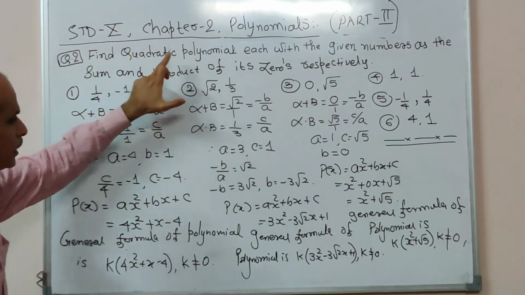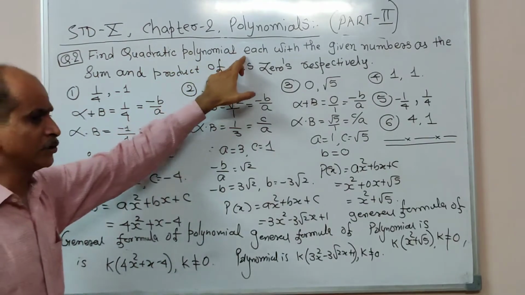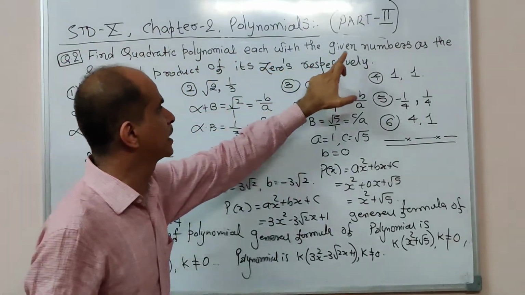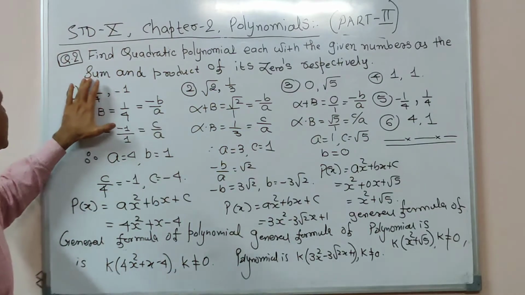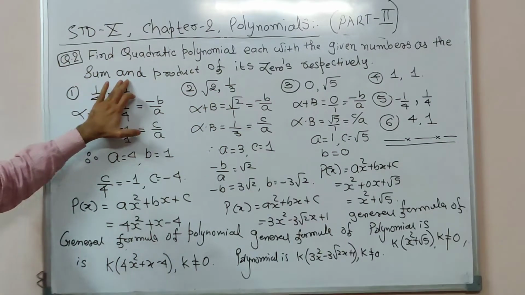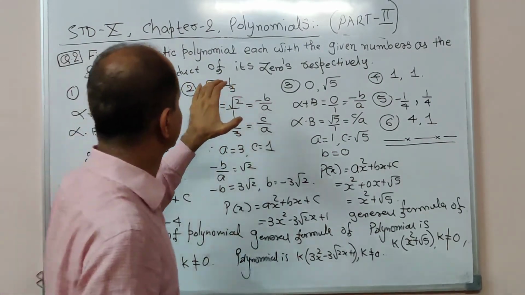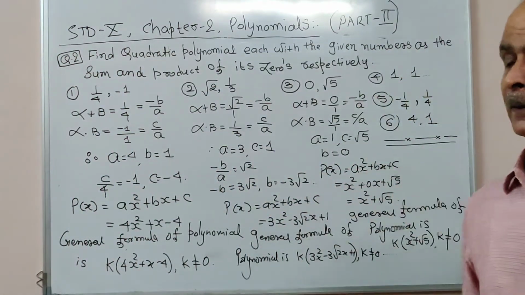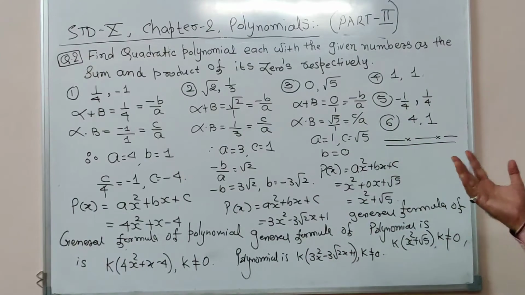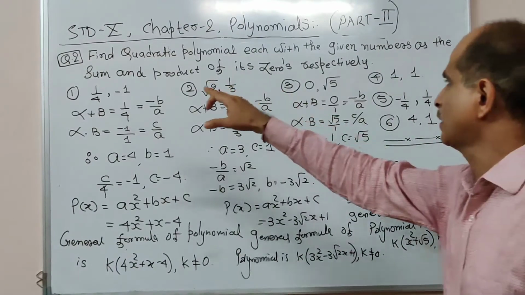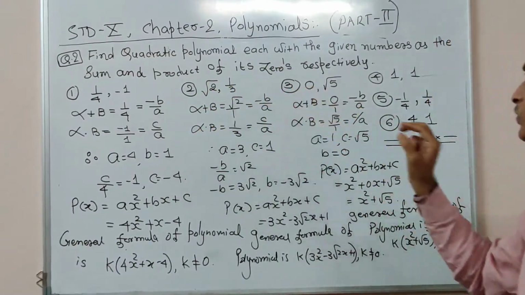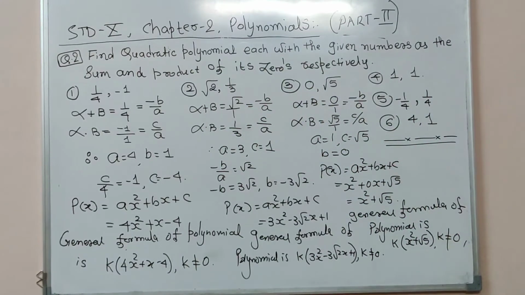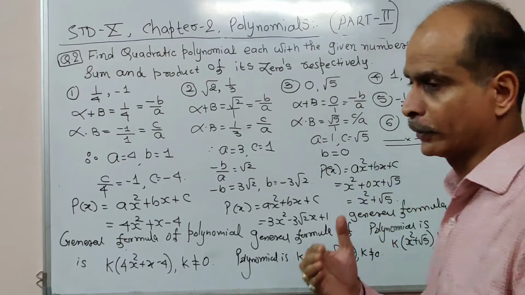Find a quadratic polynomial, each with the given numbers as the sum and product of its zeros respectively. So in this example, what is given to you? The sum of the zeros and the product of the zeros are given, and your aim is to find the quadratic polynomial.